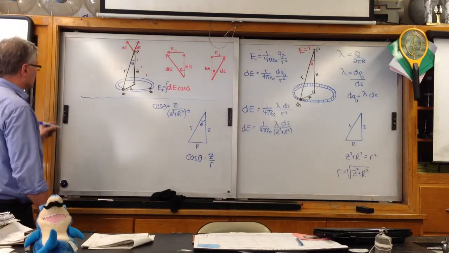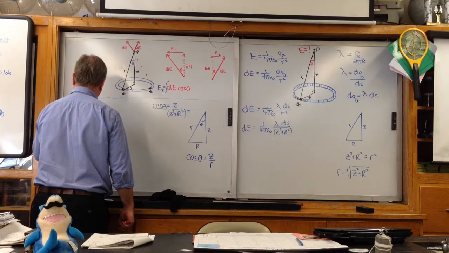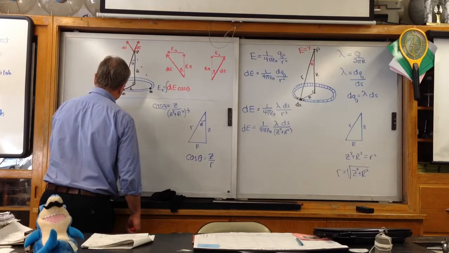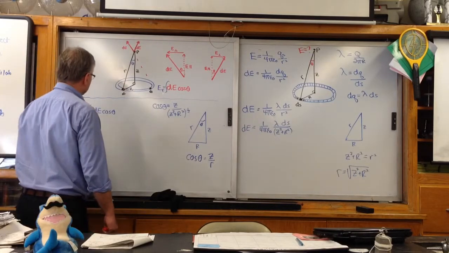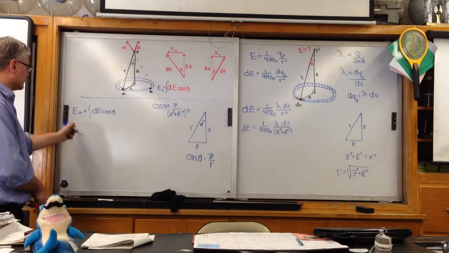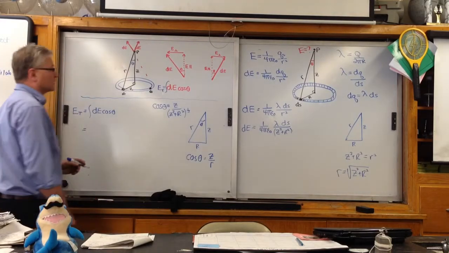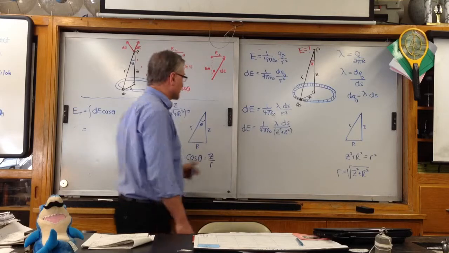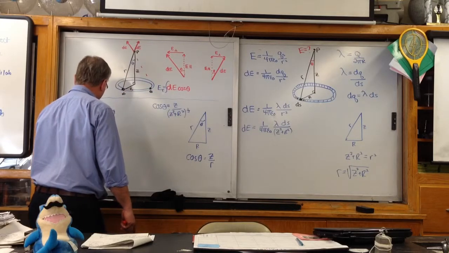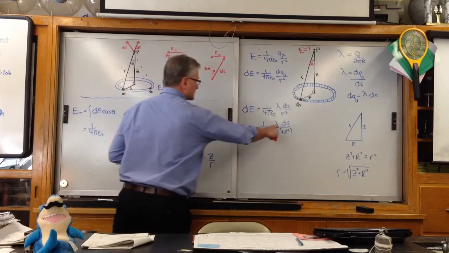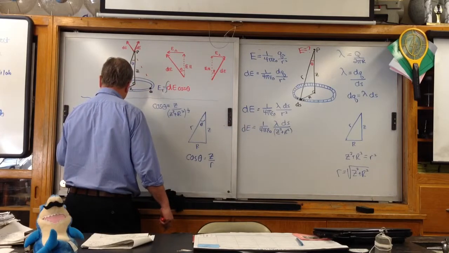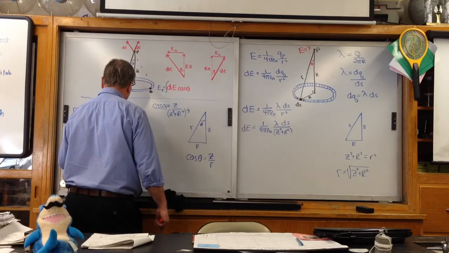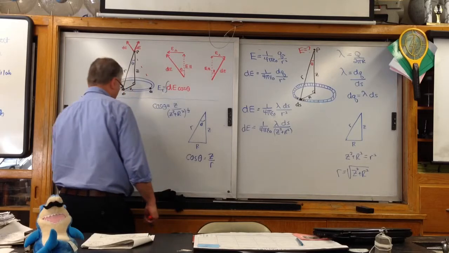All right, now, let's take a look here. We've got ourselves our E total here, which is equal to the sum of all of the dE cosine thetas, like so. That's what I'm looking for. All right, now let's see if we can actually combine some of these ideas. Well, what is dE? dE is 1 over 4 pi epsilon-naught times lambda ds divided by z squared plus R squared. Kind of nice like that.